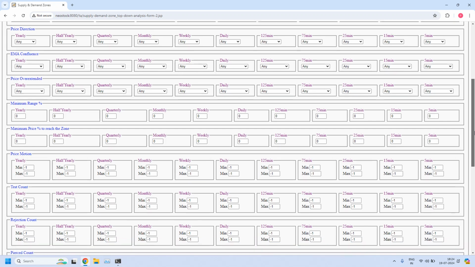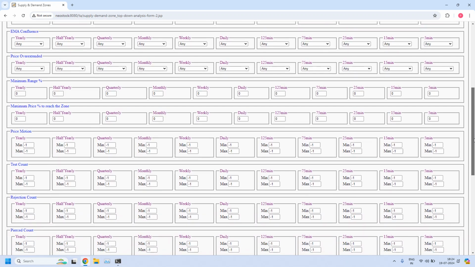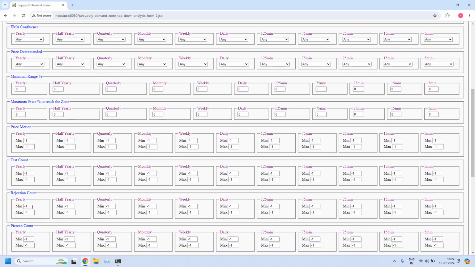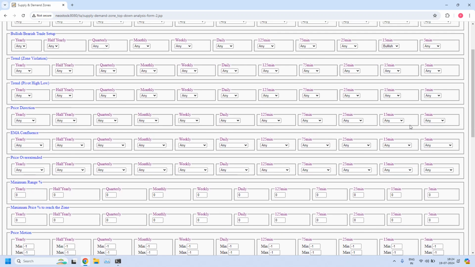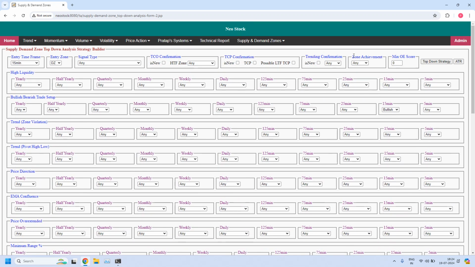First filter, pierced count should be 0 and 15 minutes demand zone. So for pierced count, 15 minutes demand zone, the minimum value we are setting 0, maximum value 0, that means pierced count is 0, that means zone is not pierced. Next zone achievement should be violated opposing zone, minimum odd enhancer score should be 12. Now all the three filters are applied to 15 minutes demand zone.